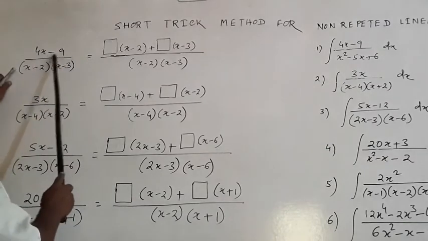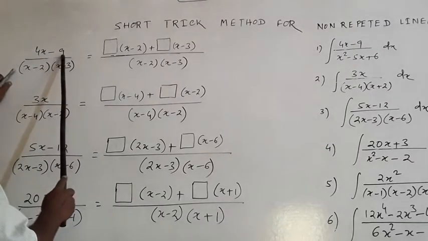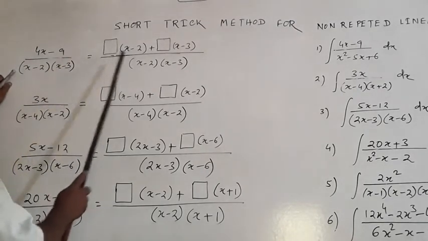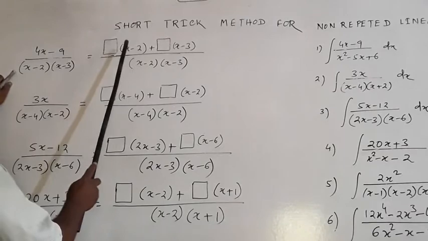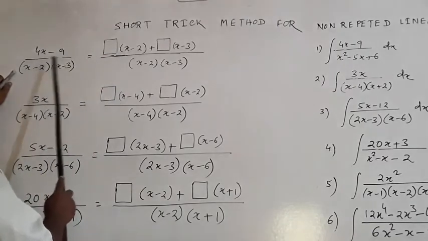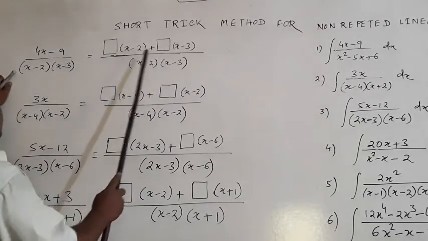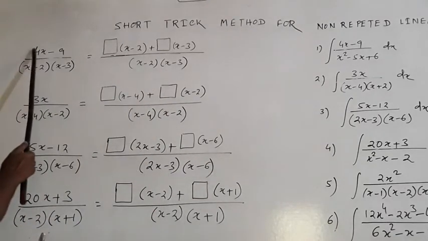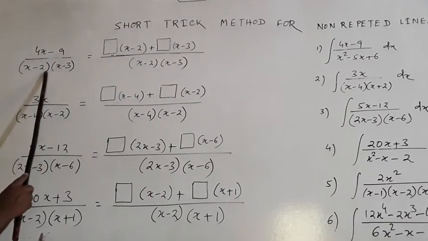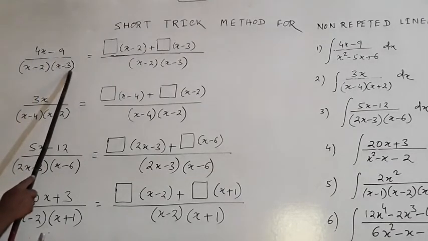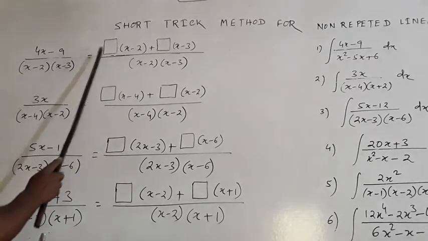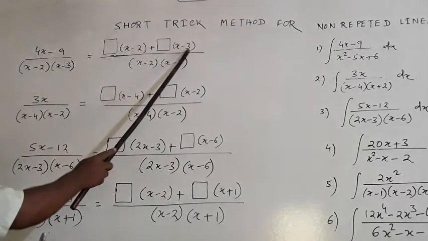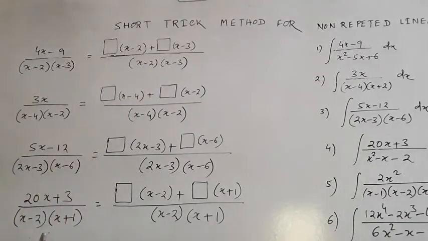Now what is the numerator? 4x minus 9. And you have to adjust this numerator as something into (x minus 2) plus something into (x minus 3), by (x minus 2) into (x minus 3). I am repeatedly telling it. For 4x minus 9 by (x minus 2) into (x minus 3), the numerator is something into (x minus 2) plus something into (x minus 3), over (x minus 2) into (x minus 3).